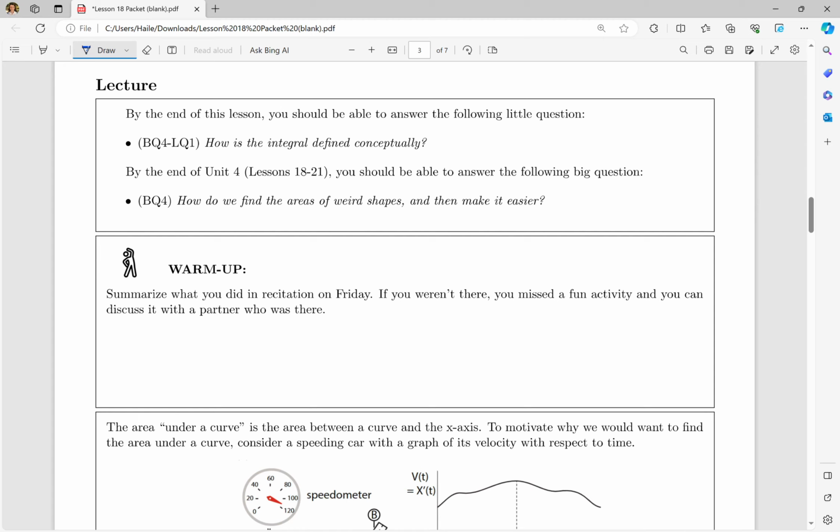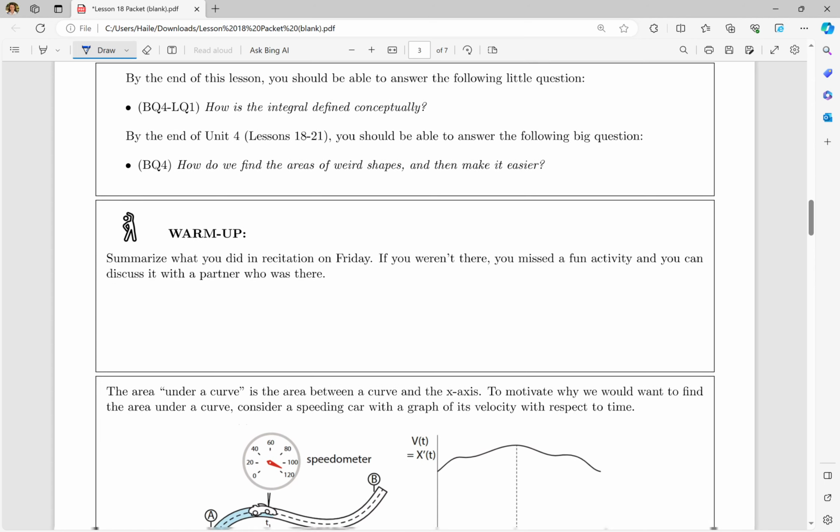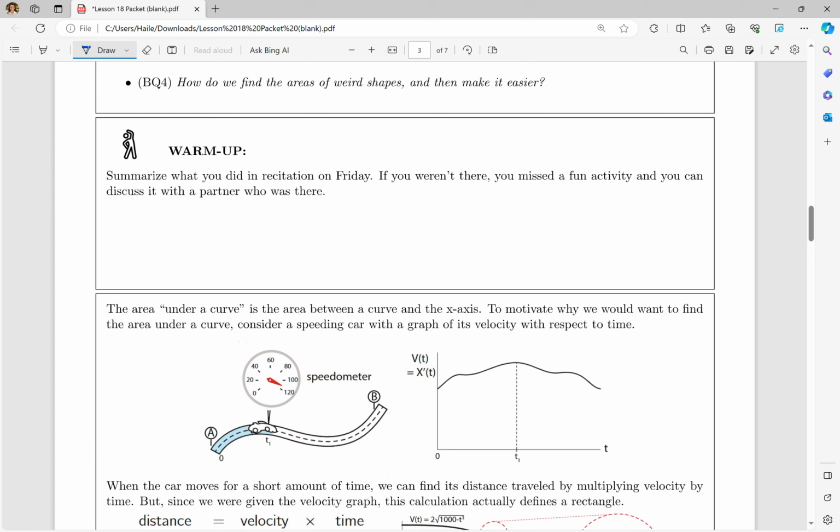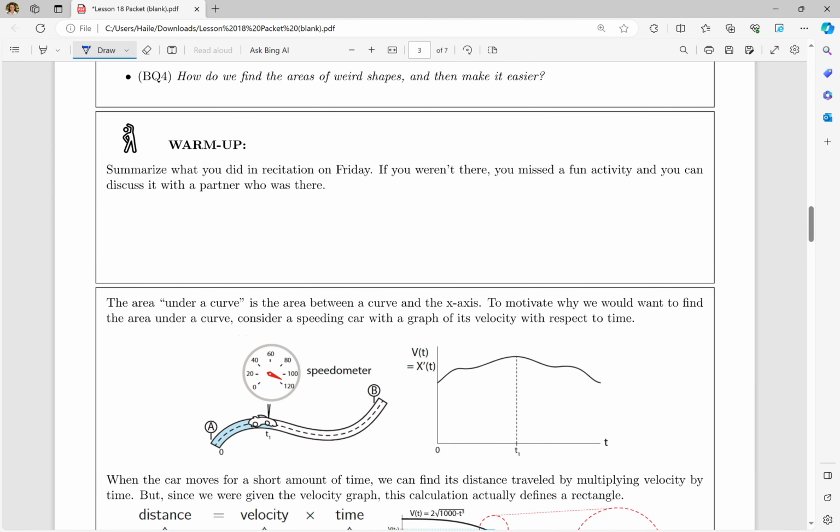This unit's a bit different than the other 3 units that we've done. The other 3 units were basically building up to the derivative and then solving derivatives and then applications of derivatives. Now we're starting a completely different topic called integrals. For the warm-up, I want you to think about what you did in recitation previously. If you weren't there, we looked at 3 blobs that look something like this, and we asked, how can we find the area?